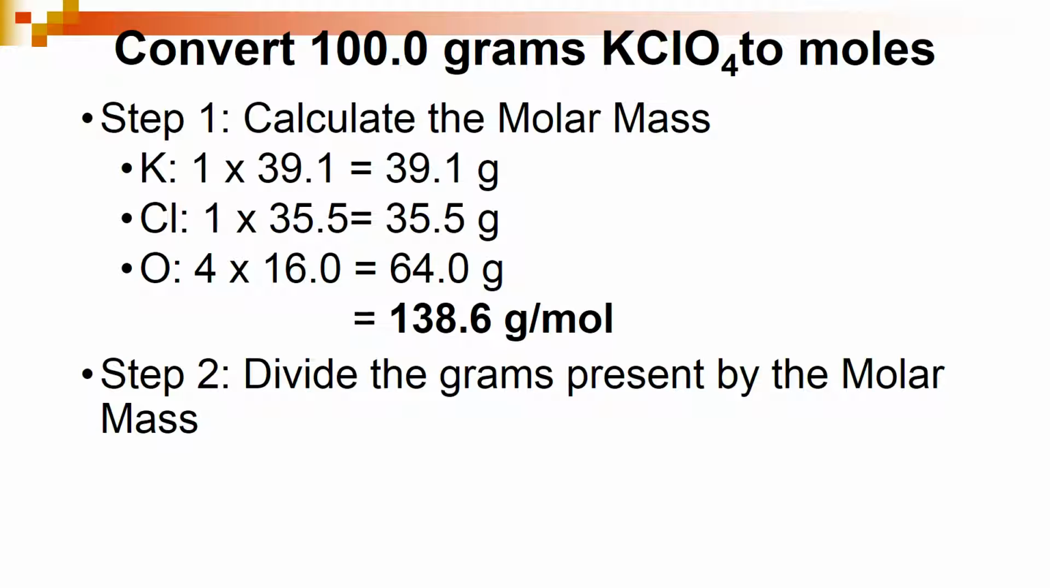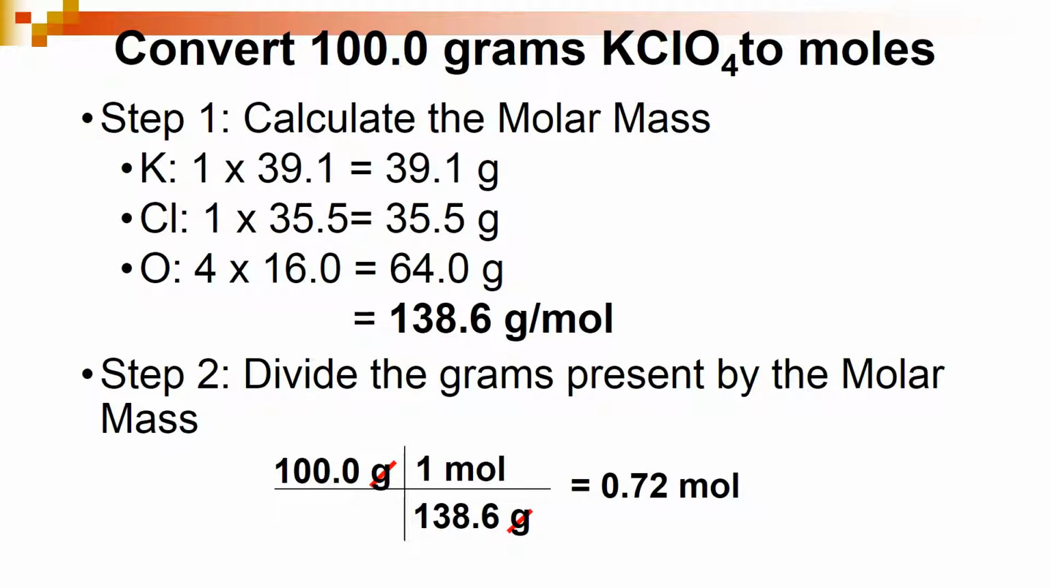Step 2 is to divide the grams present by the molar mass. Again, our initial value that we start with, 100 grams, needs to go on the top of the conversion, and then our molar mass, 138.6, needs to go on the bottom, because we start with grams, so we need grams on the bottom. That gives us the amount in 1 mole. So when we cancel out our like units, dividing 100 by 138.6 tells us that 100 grams of potassium perchlorate is equal to 0.72 moles of potassium perchlorate.